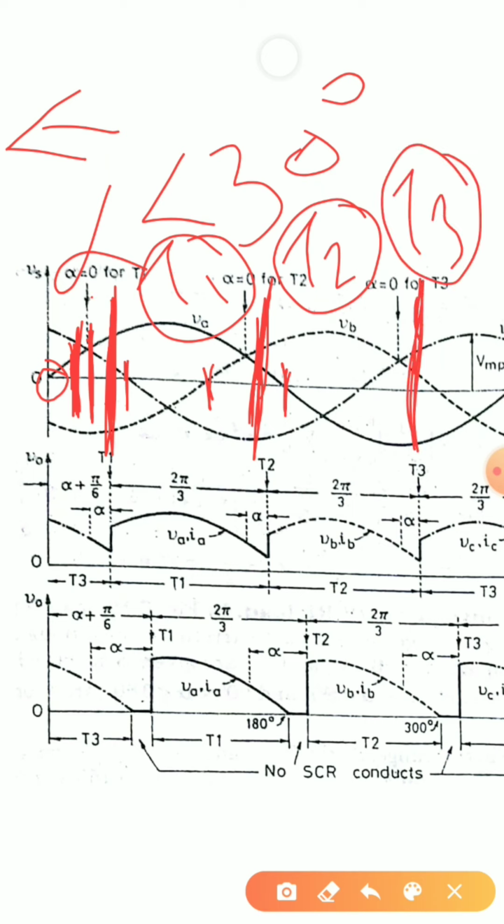So here we can clearly understand that if alpha is less than 30 degrees, this is my 30 degree. If it is less than 30 degrees, somewhere here I am giving my firing pulse. Now from where I am giving the firing pulse, plus 30 degree has to be taken. So plus 30 degree means here my thyristor will get turned on.